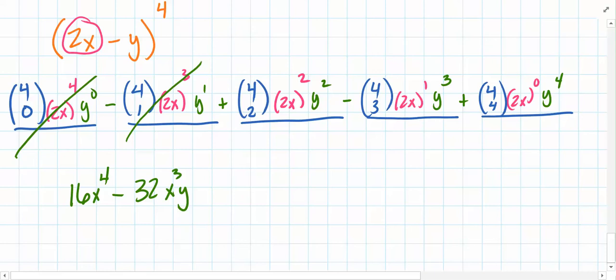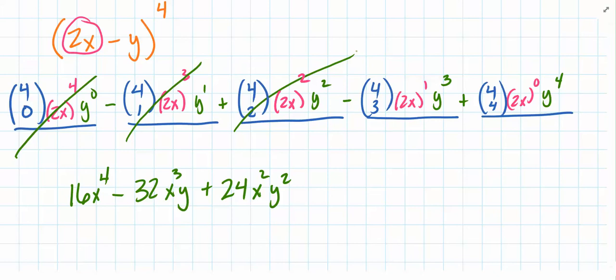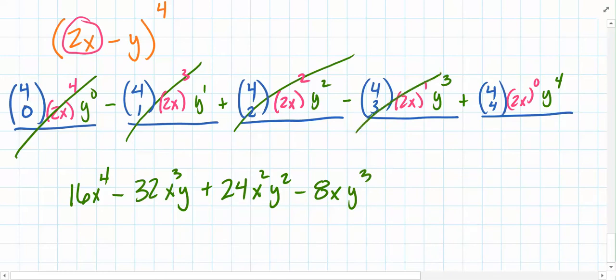Okay, what's 4 choose 2? 4 choose 2 is 6. What's 2x squared? 4x squared. What's 6 times 4x squared? So positive 24x squared. But I also have a y squared in there, so don't forget that one. Okay, what's 4 choose 3? 4 times 2x. A negative 8x y to the third. Done with that one. And then 4 choose 4? 1. Very good. Times 1 times a y to the fourth will just give me a y to the fourth.